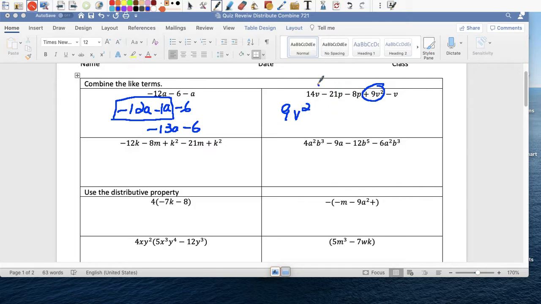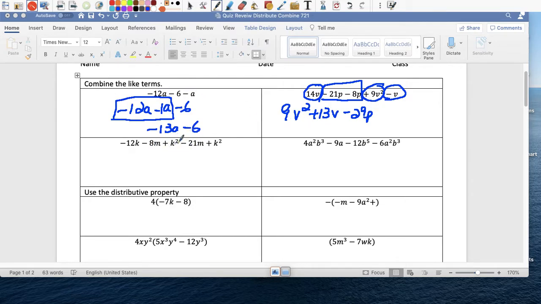And then the v's, I have a 14v here and a minus v. 14v minus 1v is positive 13v. And then I can combine these two because they're like terms. Negative 21p minus 8p is negative 31p. Nope, sorry. Where did I get 31 from? Negative 29p. My apologies.